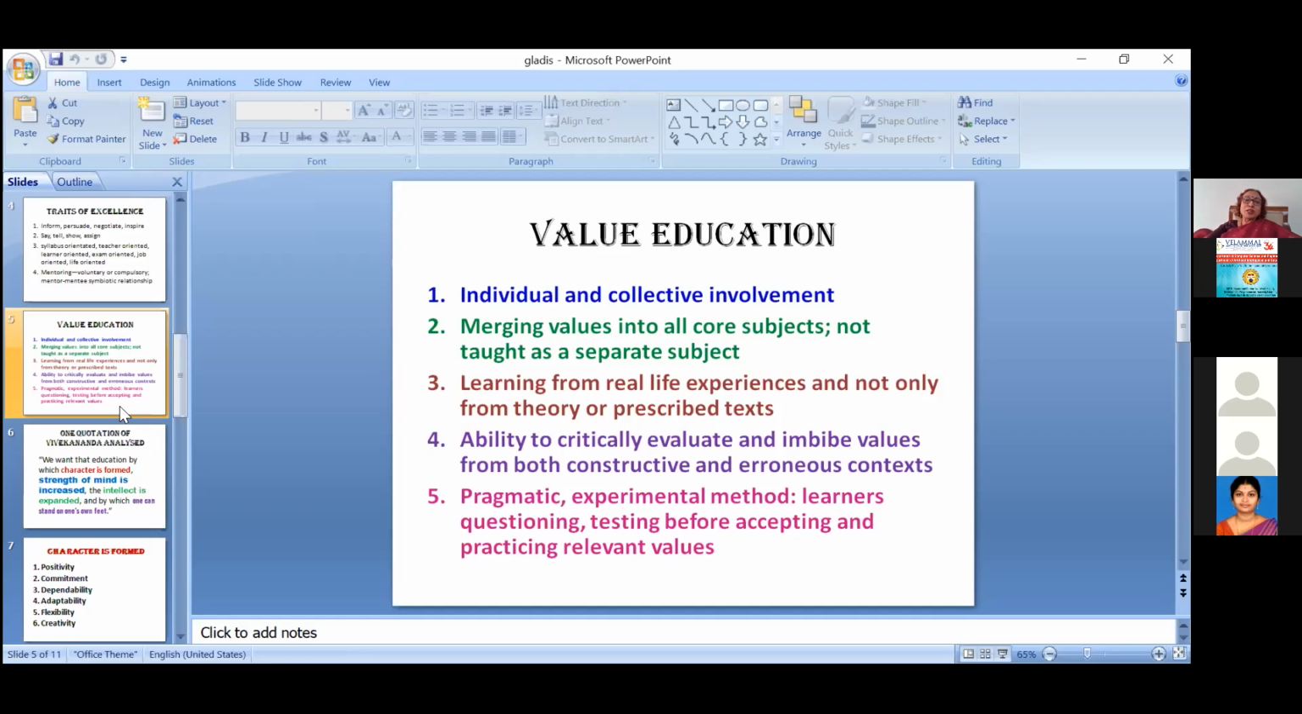So a teacher's role in excellence is to integrate these values within ourselves and transmit these values without teaching them theoretically. That is important. That is why I said in point number one, individual and collective involvement. It is individual. Each teacher, each student is a custodian of values. We are the storehouse of values. But it has to be collective also, teamwork. All teachers, all students, not groupism, not politics, not conflict, but working together for values. Learning from real life experiences, I have already said, so I'm not going to go into this. Critical evaluation is very important.